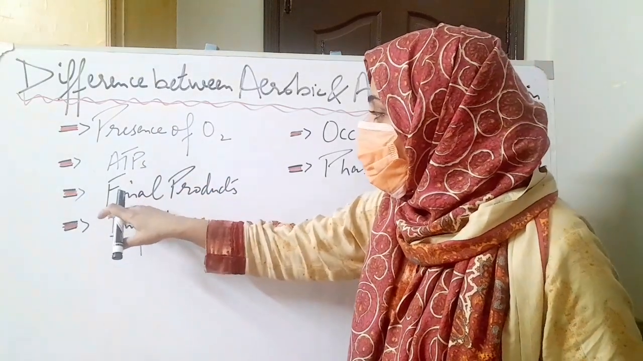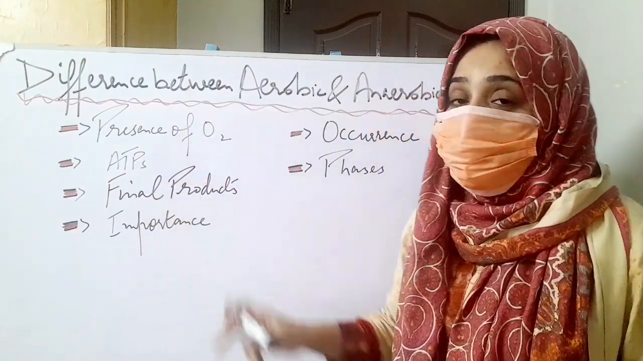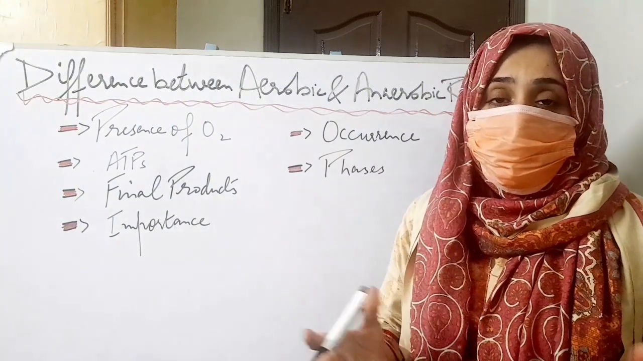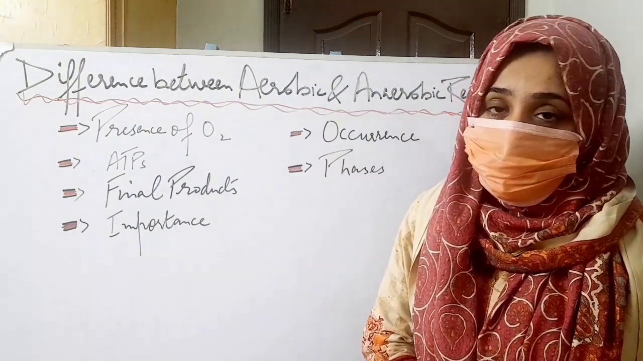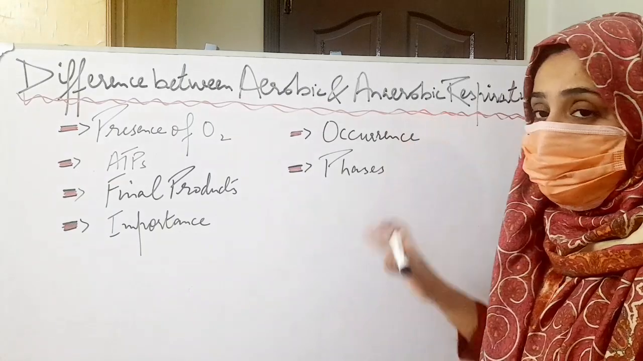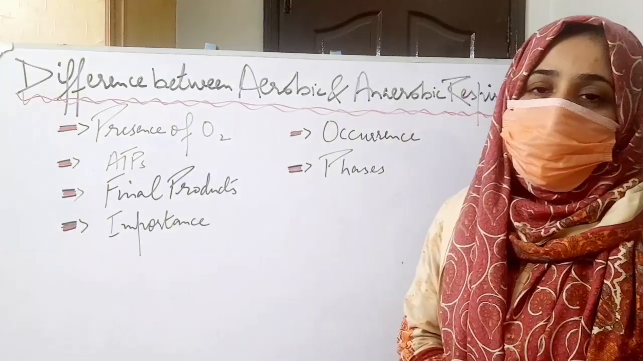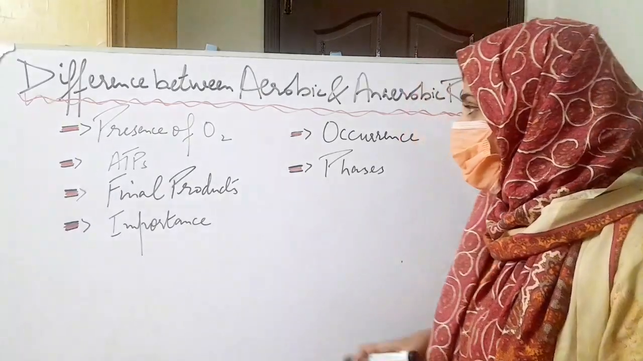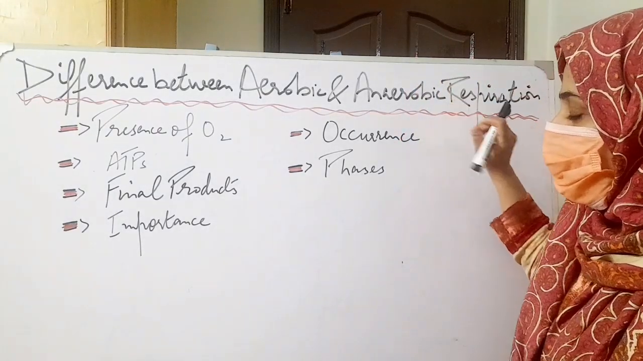After that, the third difference between the two is the final products. The final products of aerobic respiration are carbon dioxide, water, and energy in the form of ATPs, whereas in anaerobic respiration the final products may be lactic acid or ethanol plus carbon dioxide. Energy is produced in the form of 2 ATPs. Just 2 ATPs are gained in anaerobic respiration.